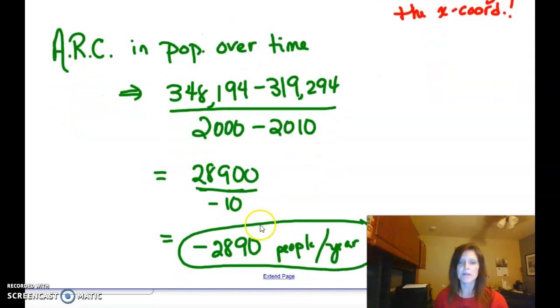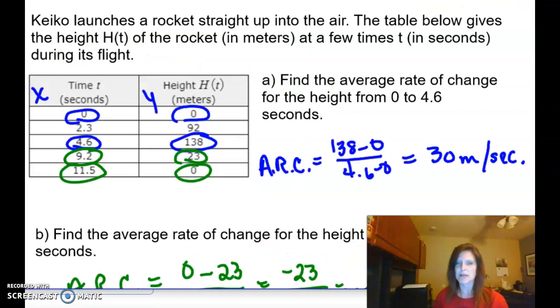You are going to get a negative answer here, but that makes sense, right? The problem said the population was decreasing. So it makes sense that the average rate of change is negative. It's going down every year. Now this label shouldn't be a mystery. All you have to do is ask yourself, what does that top number represent? It represents population or people. What do the bottom numbers represent? The year. So it's population or people per year. This is telling me on average, we lost 2,890 people every year in the city of St. Louis.